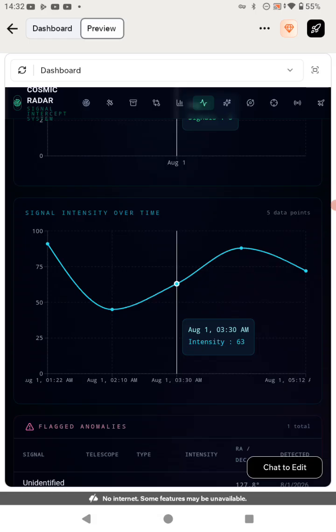August 1st, 3:30 a.m., intensity is 63. Then we've got, I think, 81.22 gigahertz? No. Not sure what that is. And then we've got August 1st. Let me see if I can actually.